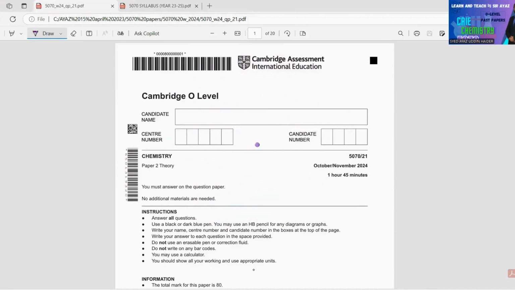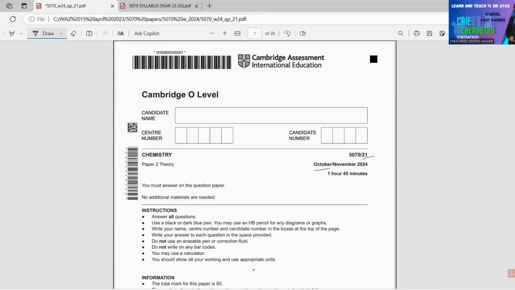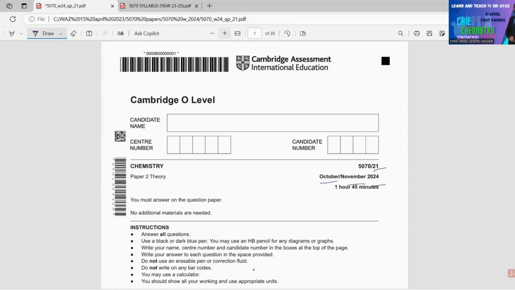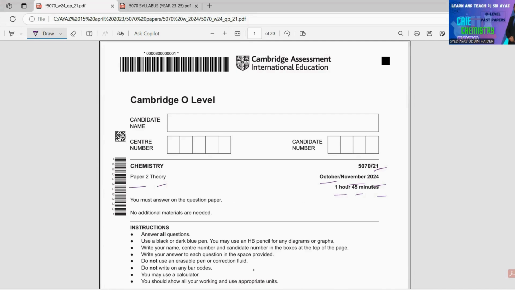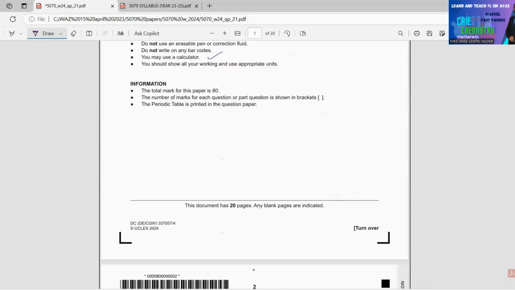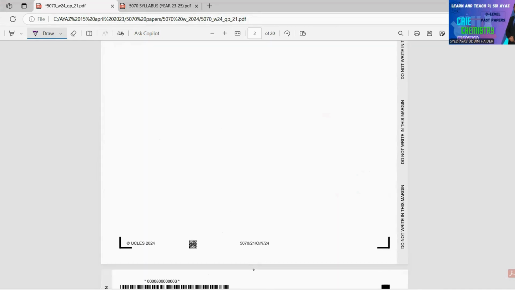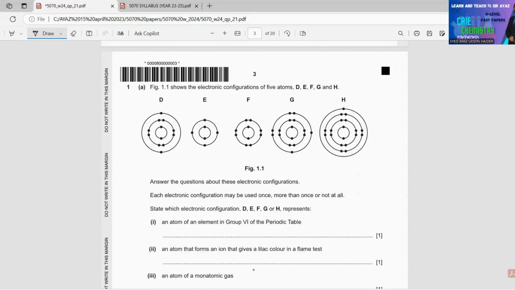Variant 21, October/November 2024. You know the times: 1 hour 45 minutes. It's paper 2 theory. You have to answer all the questions. You can use a calculator in this paper. The total mark for this paper is 80. The periodic table is printed in the question paper. So let's start with question number 1.